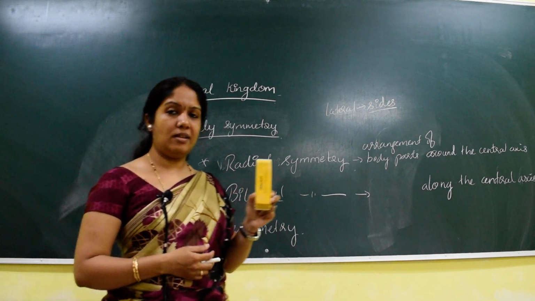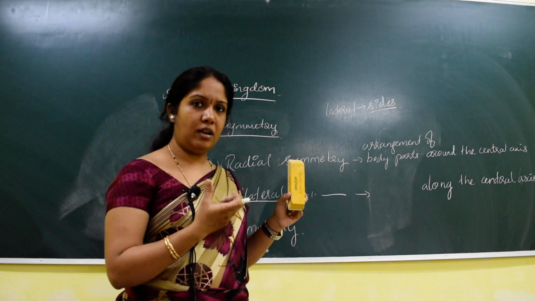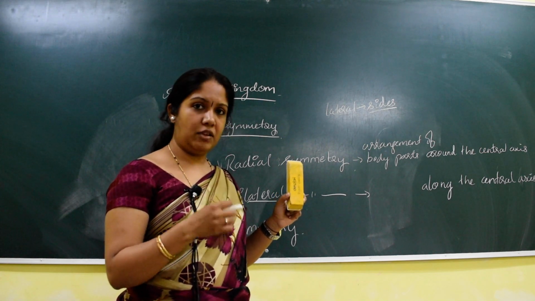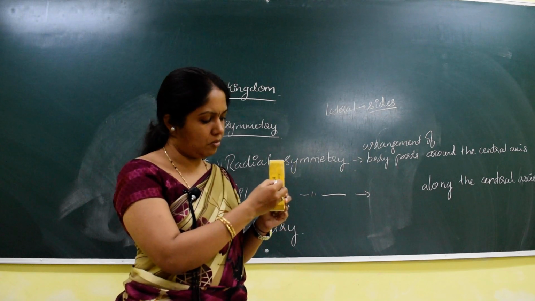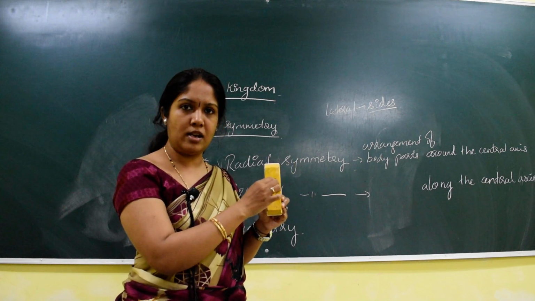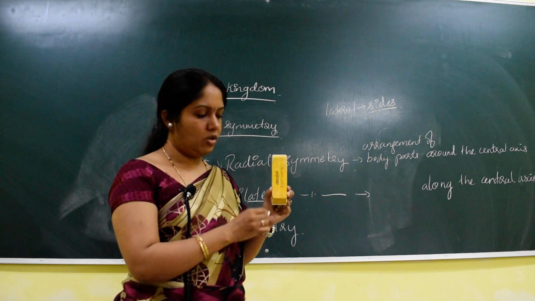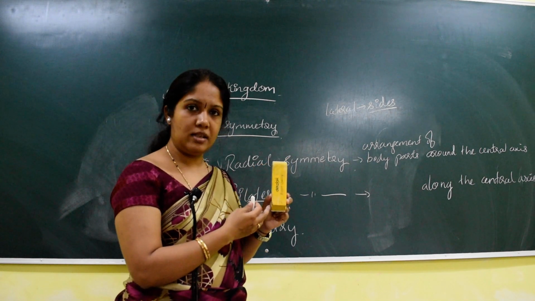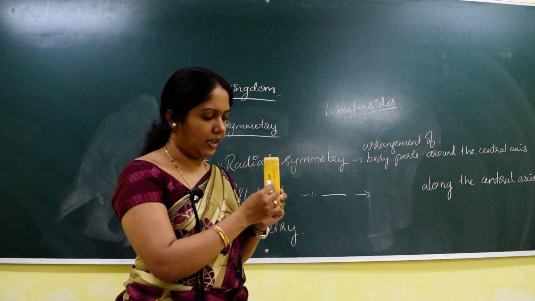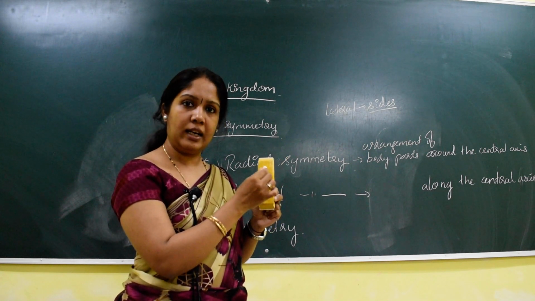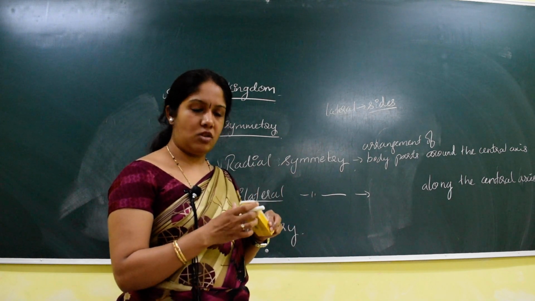Now let us consider this as an organism. Since it is imaginary, we have to imagine where the central point or central line is. If I draw a line, this is the central line. In this organism, if it is bilaterally symmetric, the body parts will be arranged on either side, here and there, in case of bilateral, as opposed to radial.